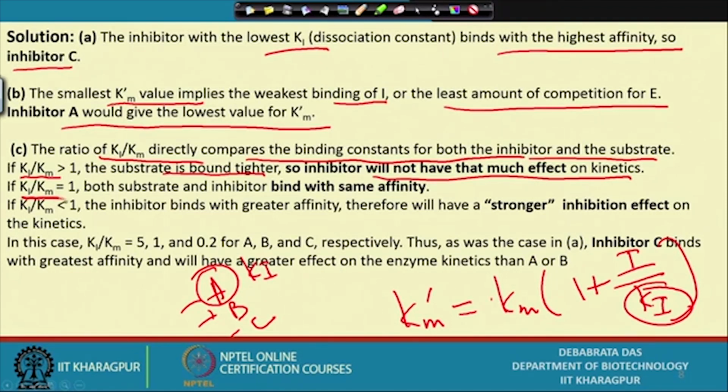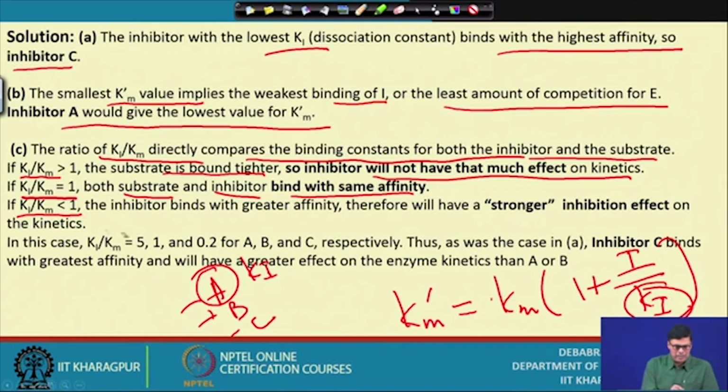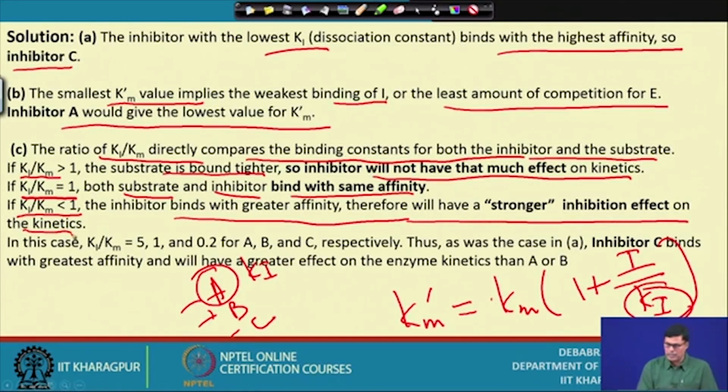And when Ki by Km is equal to 1, this is the situation where the substrate and inhibitor bind with the same affinity, because then they are competing in the same way. But when Ki by Km is less than 1, then Km will be higher as compared to Ki. So then what will happen, the inhibitor binds with greater affinity, and so stronger inhibition occurs in the kinetics.